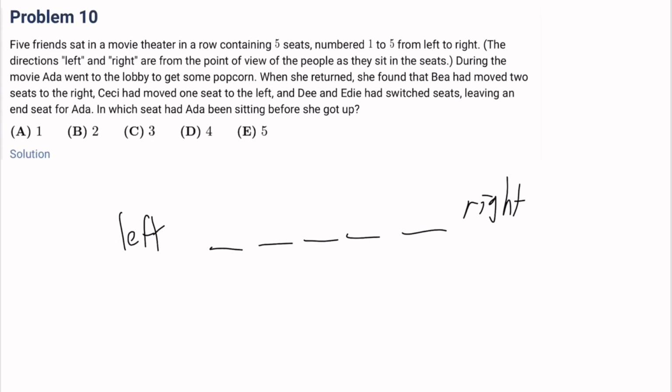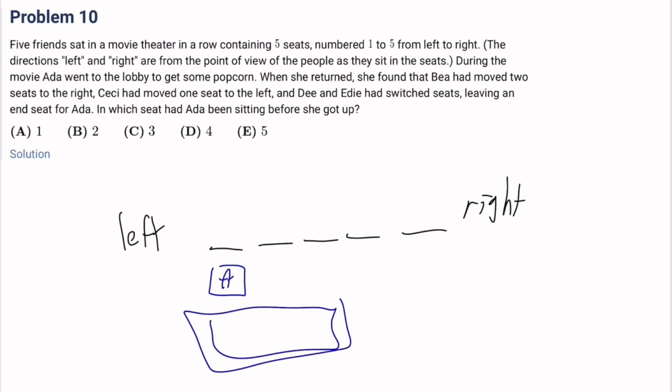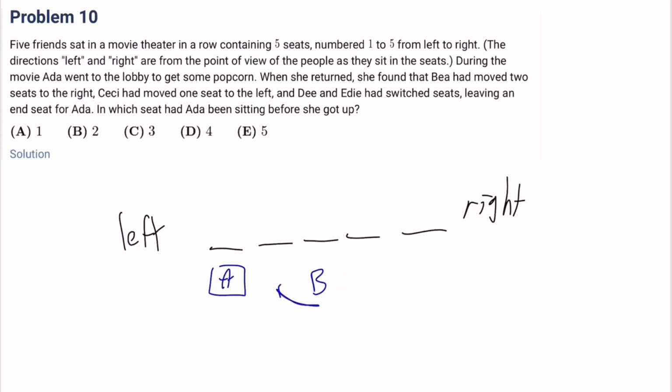Okay, so if that was the end result, this was left for Ada. And then B had moved 2 seats to the right, and Cece had moved 1 seat to the left. Okay, so if B had moved 2 seats to the right, then that means she was in here somewhere. And that would be if B had come here and then B had moved like that. And then if B came here and then Cece would have been here and then she would have gone like that.